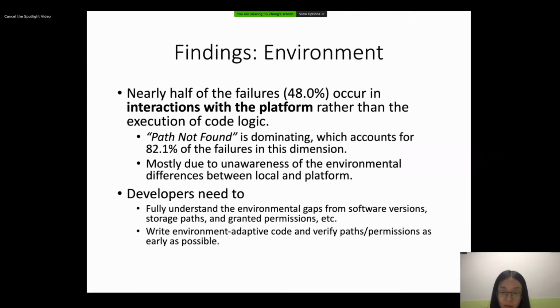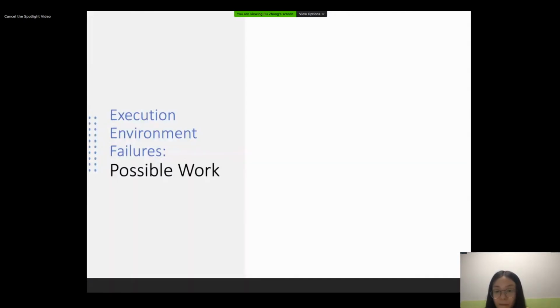Execution environment-related failures are mostly due to the unawareness of the environmental differences between local and platform. Developers need to fully understand the environmental gaps, write environment-adaptive code, and verify path permissions as early as possible. Here are some possible research work we suggest.